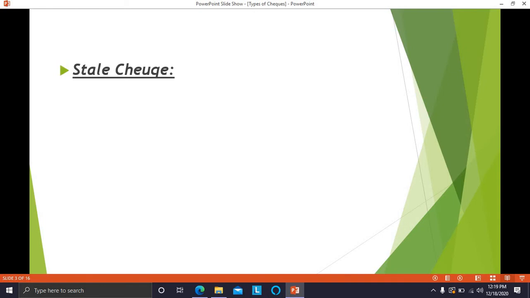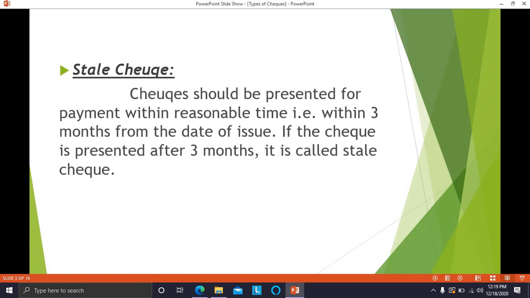Next check is stale check. Now what does it mean by stale check? Usually a check should be presented for payment within a reasonable time. What is a reasonable time? In India, as per the law, the reasonable time is 3 months. So from the date of issue, within the 3 months, the check should be presented for honoring. But if the check is presented after 3 months, then such a check is called a stale check and the banker will not honor such a check.